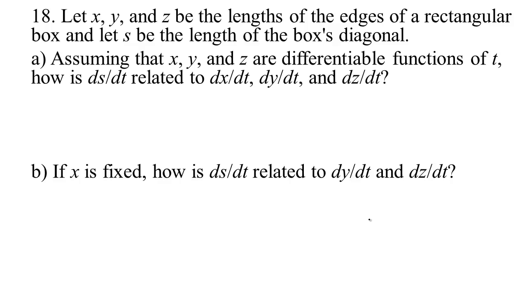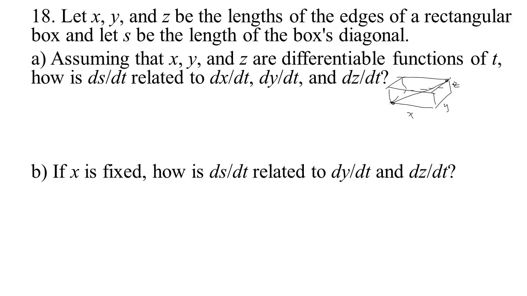This time we have a rectangular box. So x, y, and z are the dimensions of that box, and they're not necessarily the same anymore. So we have x, y, and z. And we want to know about the length of the box's diagonal. If we go by diagonal, I think they mean the longest distance across that box. So we go from one corner to the far opposite corner.